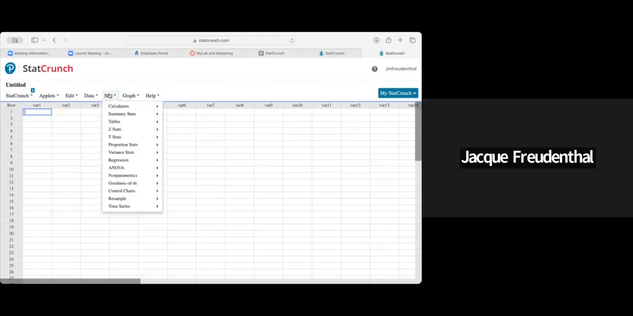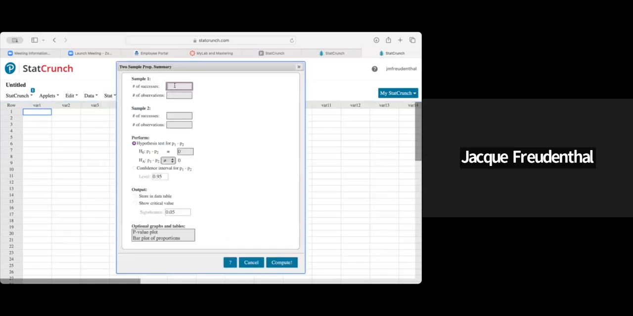So again, I'm going to go to Stat, then Proportion Stats, then Two Sample. This is with summary, so I don't have the raw data. Sample 1, I'm going to treat as females and sample 2 as males. So 2006, and the number of observations, 560. And then for number of successes for the males, 178, and the number of observations is 540.